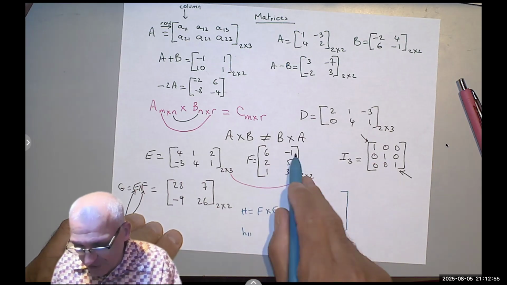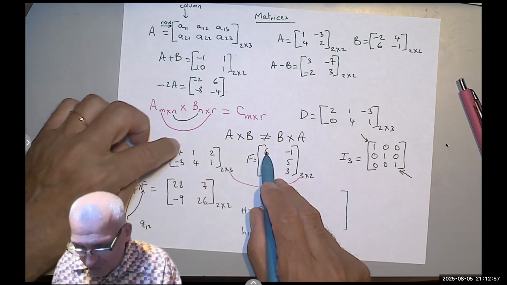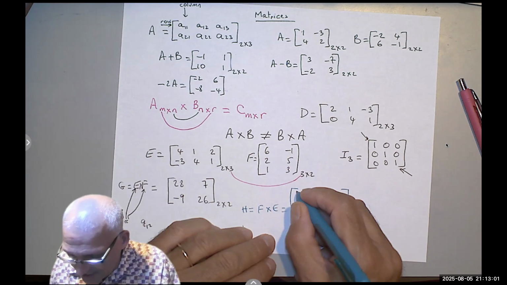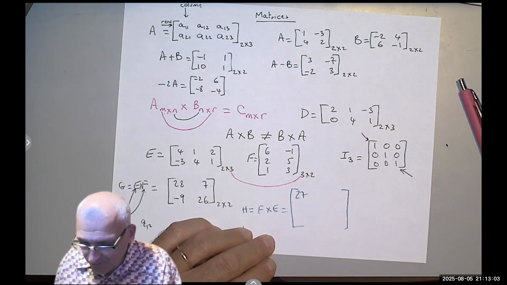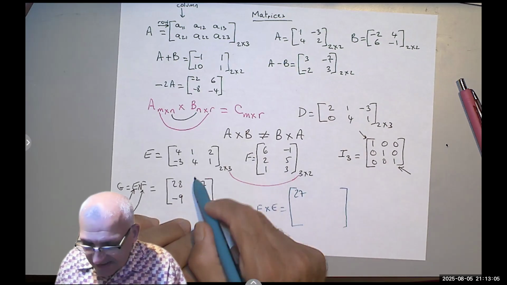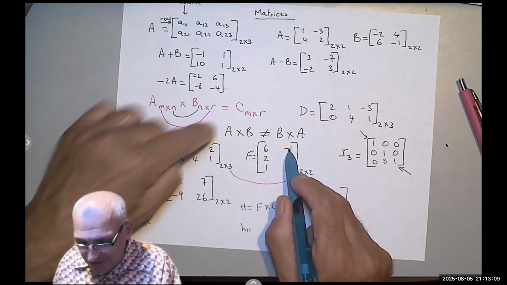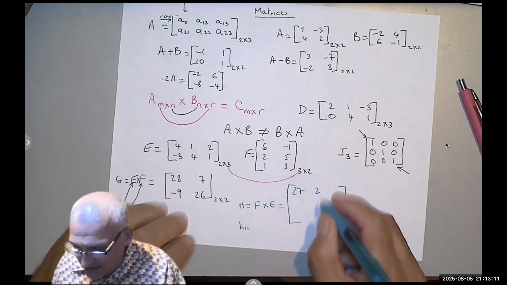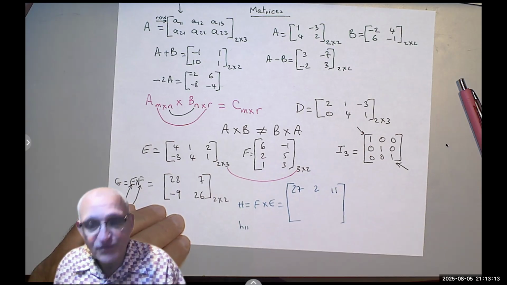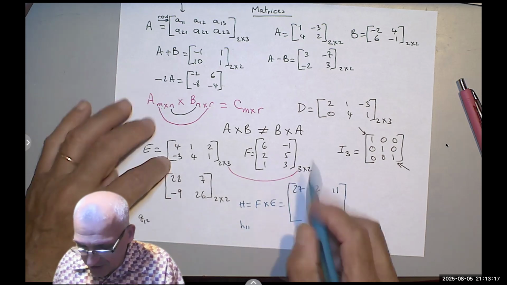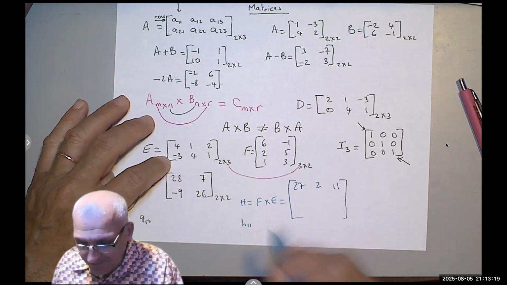First row, first column. 6 times 4 is 24. -1 times 3 is +3, so I get 27. First times second, I get 6 minus 4, which is 2. First times third, 12 minus 1 is 11. Then I move to the second row. Second and first.